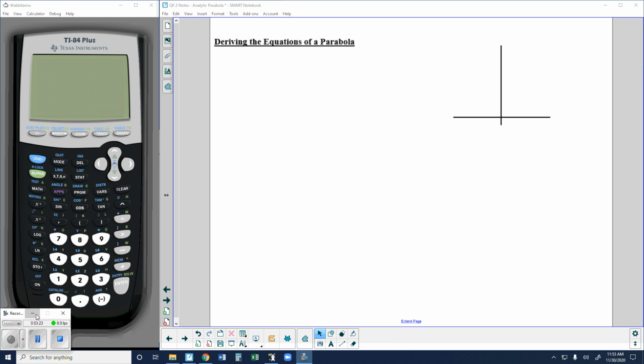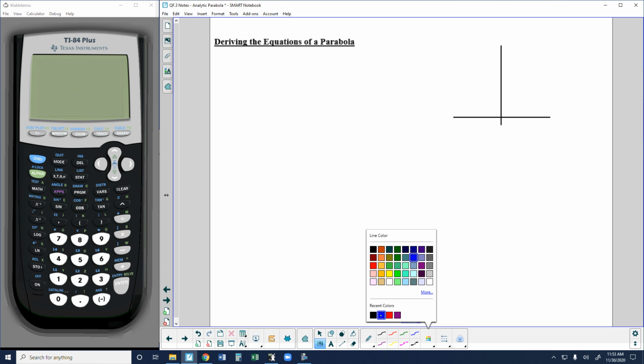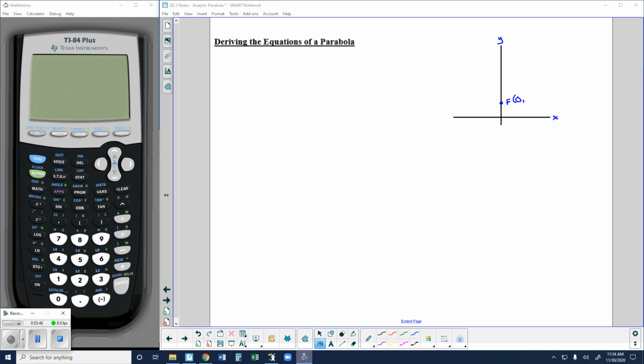So let's derive the equation for a parabola. Let's say I have some focus, and let's call this point F. Here's the x-axis, here's the y-axis. And just to make this a little bit easier, we're going to put the focus at 0 on the x-axis. And let's call this distance D on the y-axis. So the focus is going to be at (0, D).